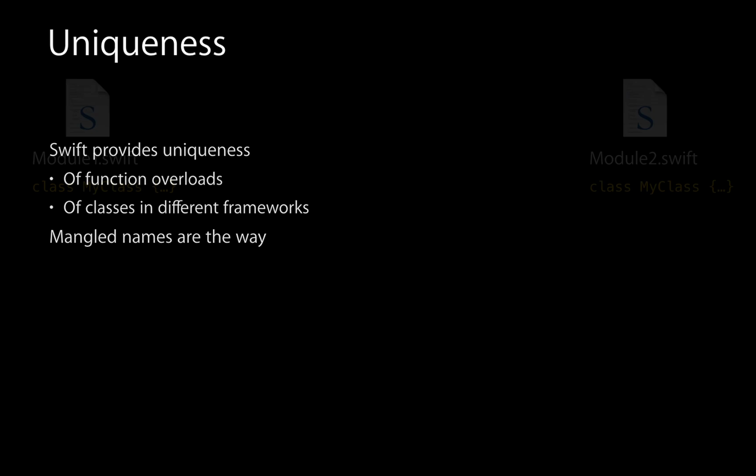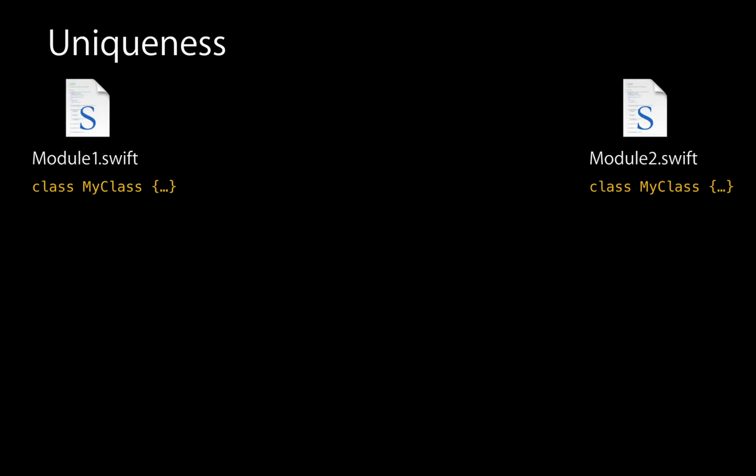Swift provides uniqueness among function overloads and among classes in different frameworks. The way to all this goodness is a feature called mangled names. Some of you may come from C++ and may be familiar with that already. Let's talk about it. There are two guys, and they're both writing Swift code. They don't know about each other, but they both think that MyClass is the best name ever for a class. I don't agree with that, but that's their choice.